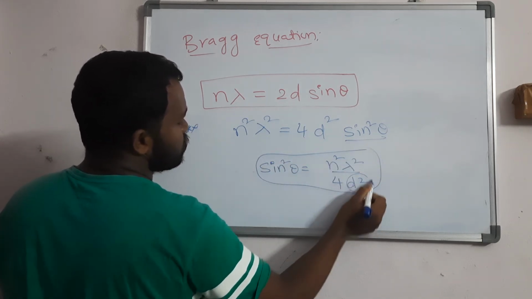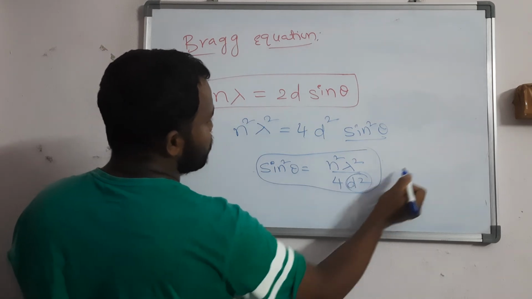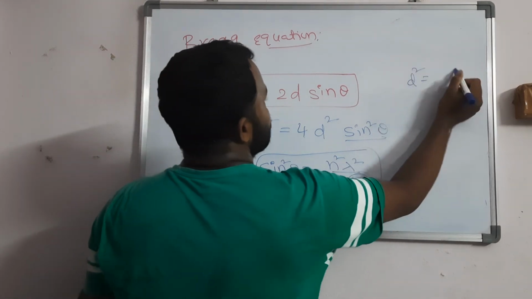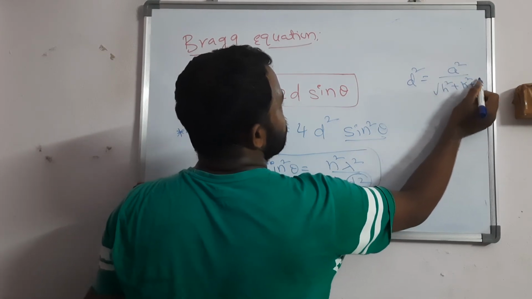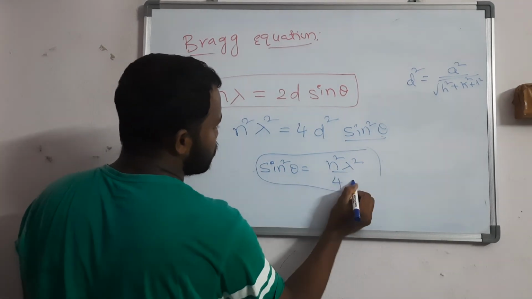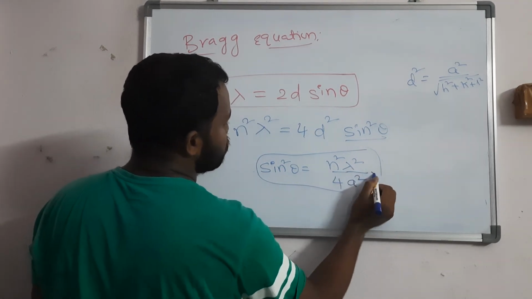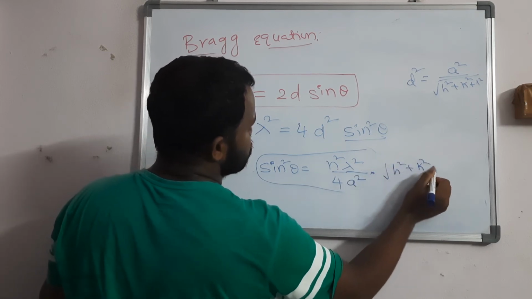So you can also find d square, right? What is d? a by under root h square plus k square plus l square. So d square is a square divided by h square plus k square plus l square. If you want to write the d square value, you should write a square divided by h square plus k square plus l square.